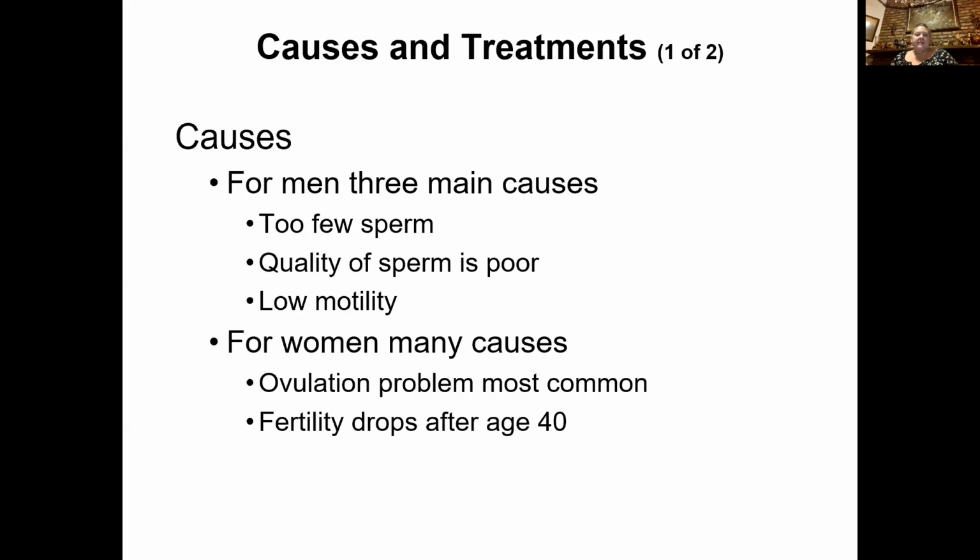For women, there are many causes. Ovulation problems are the most common, where a woman is not ovulating properly. And a woman's fertility naturally drops over the age of 40, and oftentimes women start menopause during that time where they are no longer able to reproduce. And we will talk about that in a later chapter as well. We do know that for men and for women, some of the problems that may also occur are smoking, alcohol, and drugs, which all affect your fertility. So those are things that will affect your ability to become pregnant.